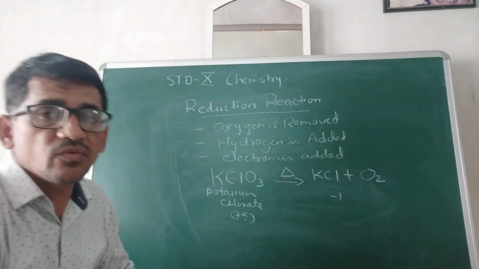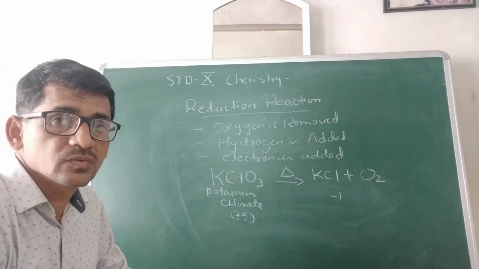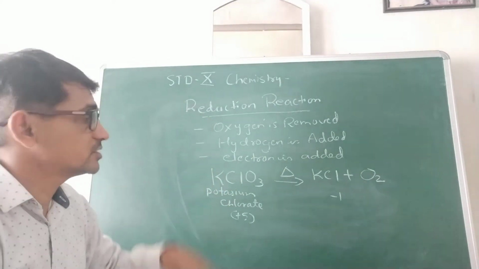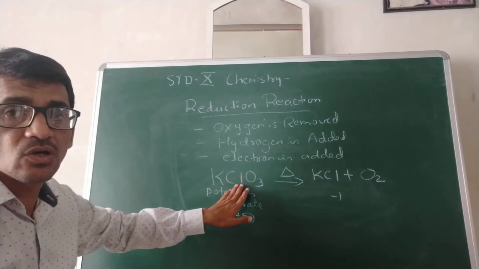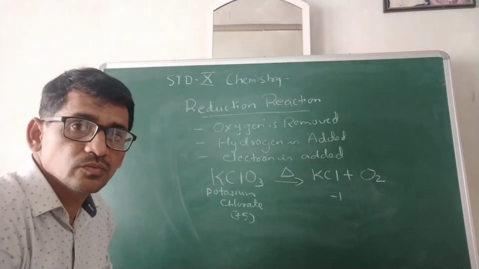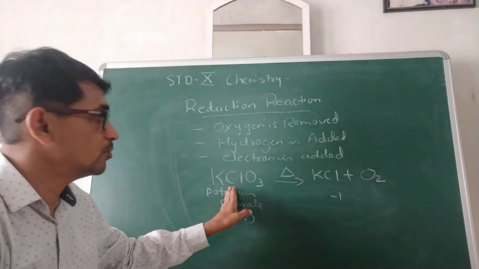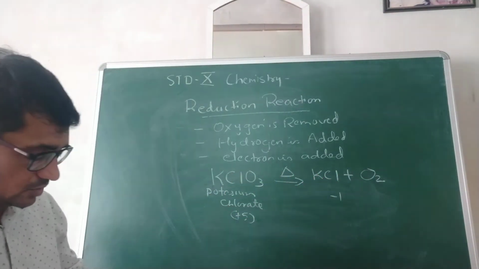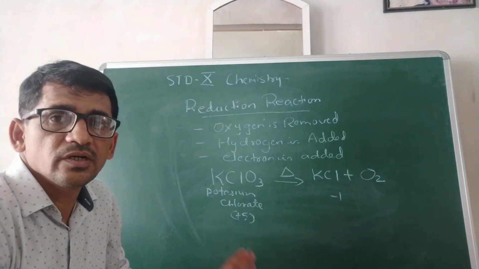So this type of reaction, when oxidation number decreases, is also known as a reduction reaction. In terms of definition, oxygen is removed. So here you can see oxygen is removed. If KClO3 is heated, oxygen is removed and the compound is converted to KCl. So this reaction is known as a reduction reaction.